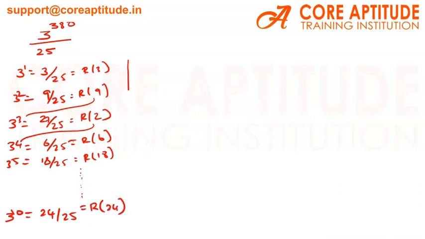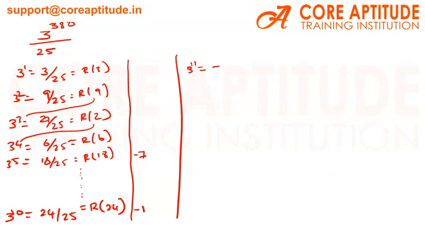Here I can write either in positive or in minus. Positive means writing the remainder. Negative means writing the deficit, right? So here I can say this as minus 1. So what will be the next value? 3 power 11 will be equivalent to minus 3 or I can say plus 22. 3 power 12 as minus 9 or plus 16.